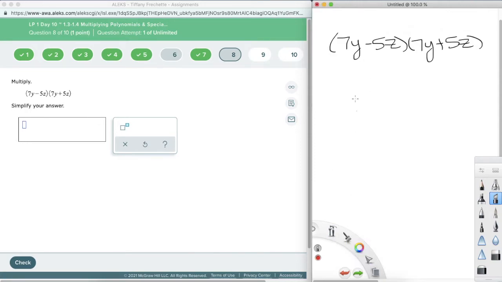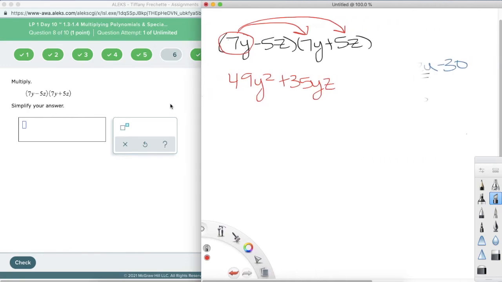So I'm going to take my first piece, 7y, and I'm going to multiply it. So 7 times 7 is 49. Y times y is y squared. And then I'm going to multiply by the second one here. 7 times 5 is 35. Y times z is just yz. And I'm going to make this a little bigger because I'm writing too big here. Oh, I hadn't erased all my other one.